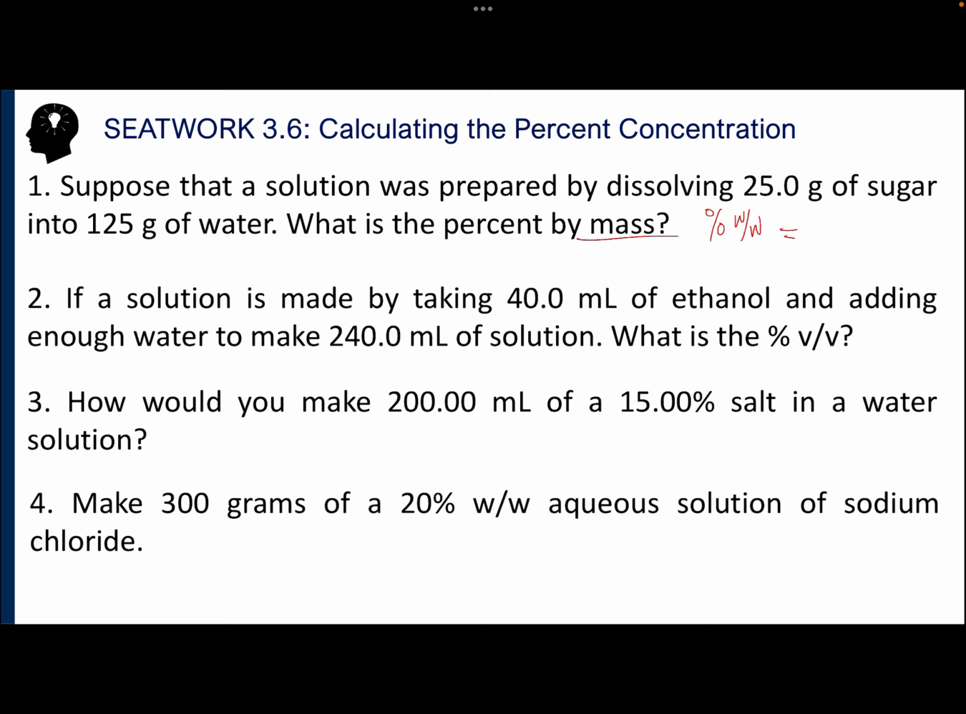So we have the solute, 25 grams. And then below, grams of solution is in the denominator. To get the solution, we have solute plus solvent. So for the denominator, we will have the 25 grams plus 125 of water, times 100 equals, so the answer for this one is 16.7%.